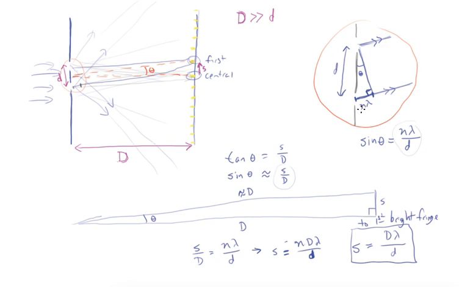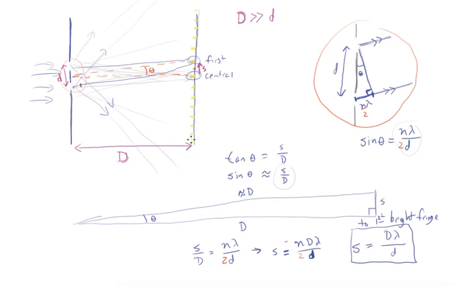If I went through and said this was n over 2, and I only allowed odd values of n, 1, 3, 5, I'd get the half integer versions. This would become n over 2, you'd put a 2 in the denominator here, and you'd end up getting the dark fringes, the half integer ones, that are right in between the two of them.